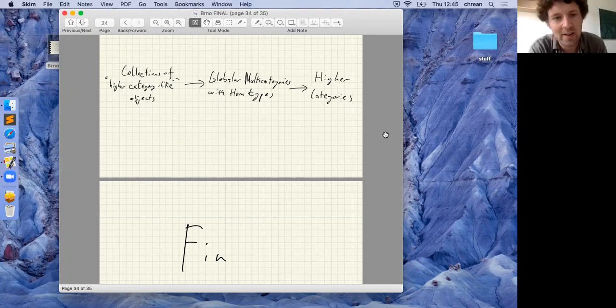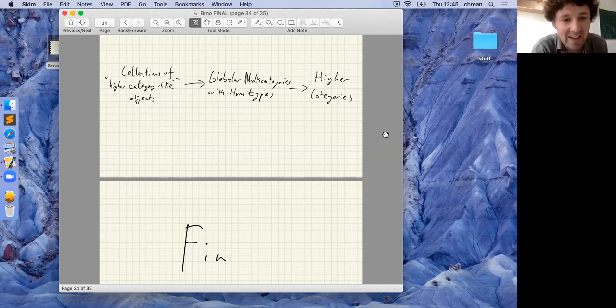Okay, and what about something like, have you tried to show that quasi-categories, for example, can be put into a globular multicategory or anything? Sorry, what's the question?